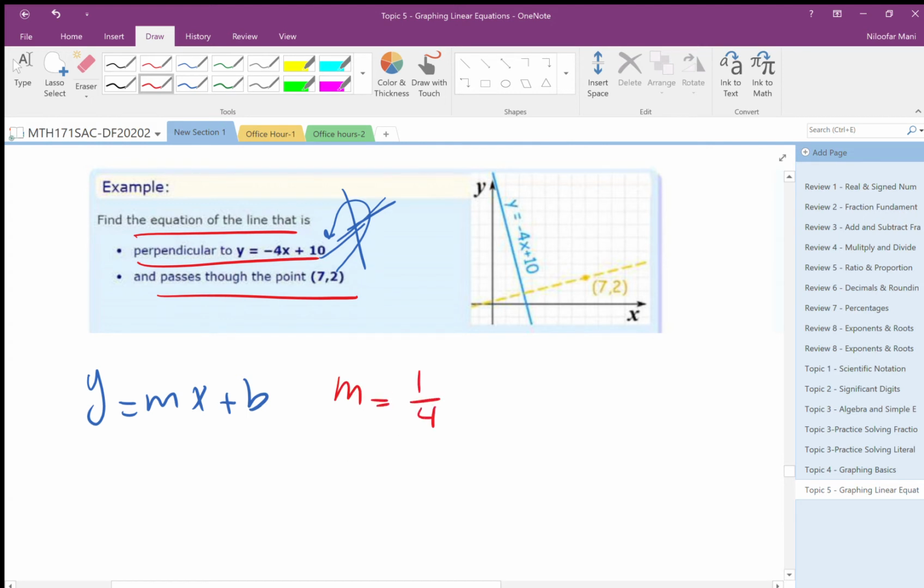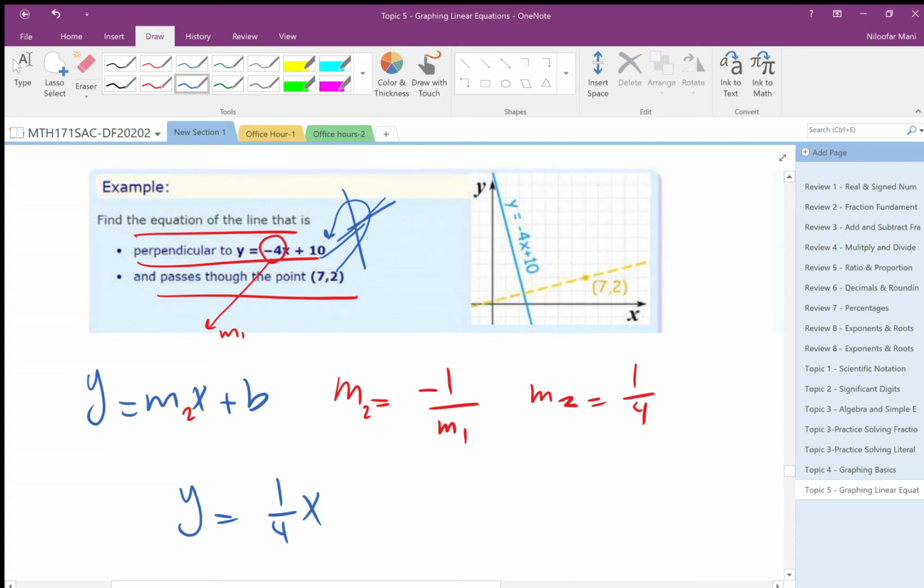Okay, look at here, this is -4. I use the negative reciprocal, so it is -1 over the other m, m1. Then m2 is 1/4. I do the negative reciprocal, so I change the sign and I flip it. So it is y equals 1/4x plus b.